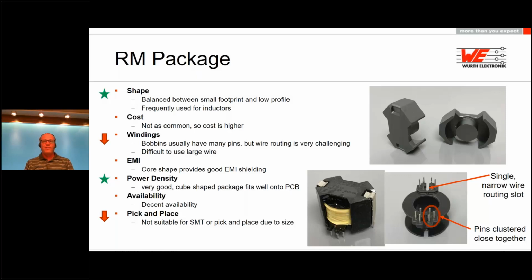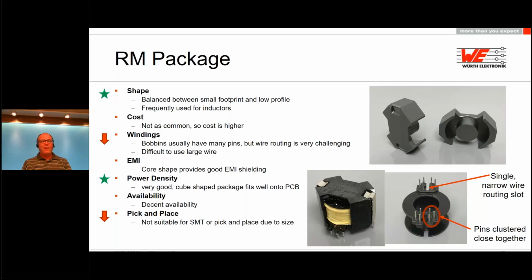The square footprint allows for ease of PCB layout, especially if you're using an array of these, putting 8 or 10 of them on one PC board. But because of that square layout, you can see there how the pins are clustered very close together, and that makes it difficult to use heavy wire on these packages.